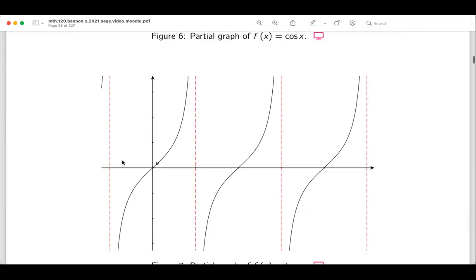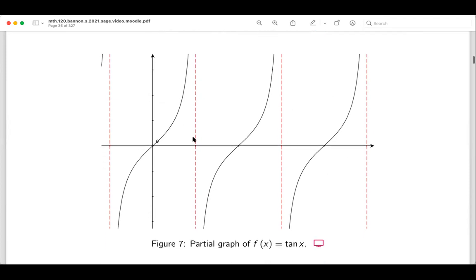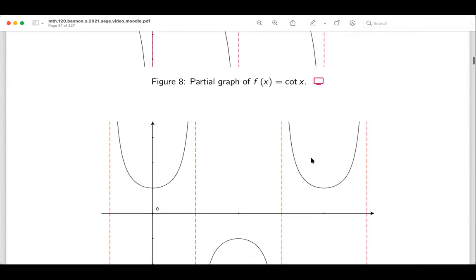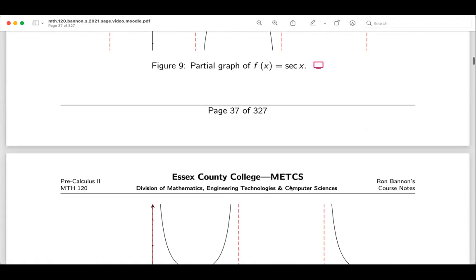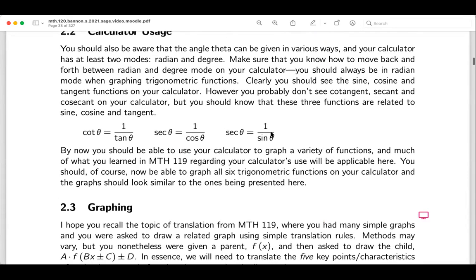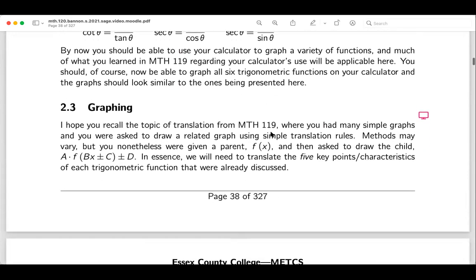Then we did the tangent. What's different about the tangent now is it's got this asymptotic behavior in it, and we want to make special note of that. We still talked about 5 characteristics. All right. We had 3 points and 2 asymptotes for one cycle of it. We talked about the characteristics of the cotangent. We talked about the characteristics of the secant and the cosecant. We talked about how to use a calculator, and why you'd want to use a calculator to do some of these problems.